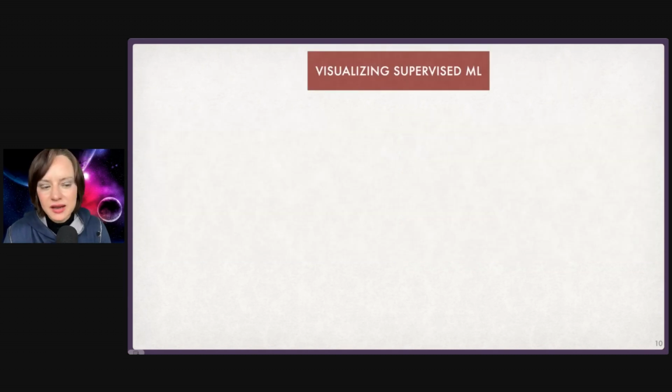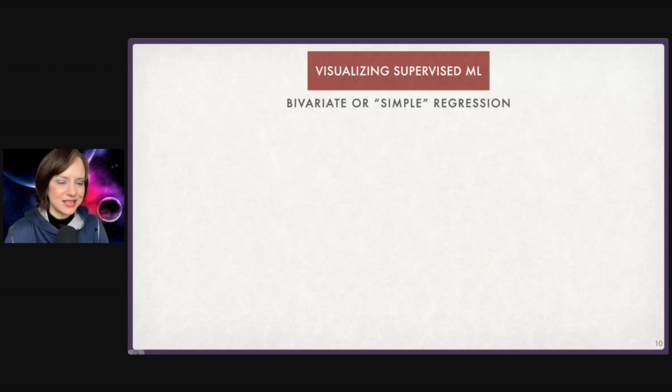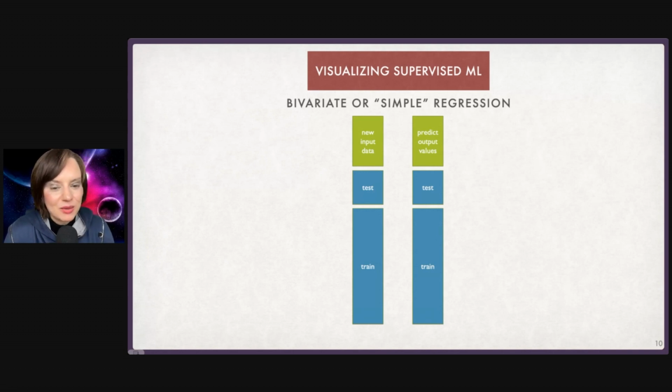So let's visualize how supervised machine learning works in our computer. If you want actual code for how to carry this out in Python, please check out our free online textbook. This is known as bivariate or simple regression. This is the way that we would go about setting up our machine learning algorithm in Python or in something else to do a machine learning approach to regression. Here's my not so patented image. I hope these diagrams are helpful.